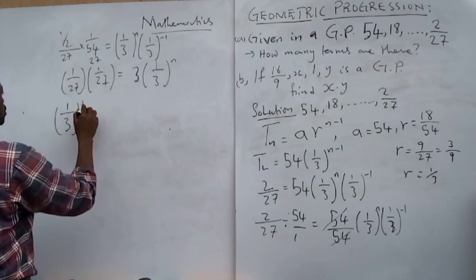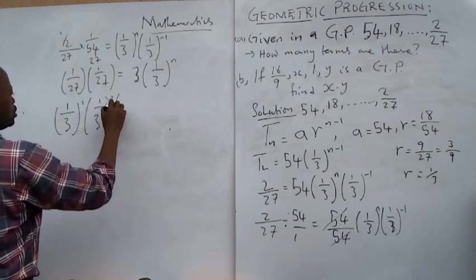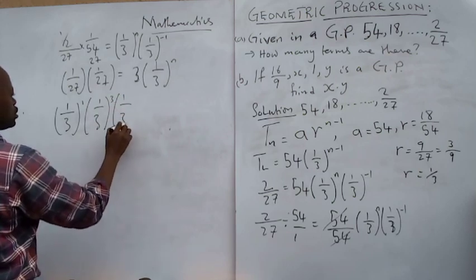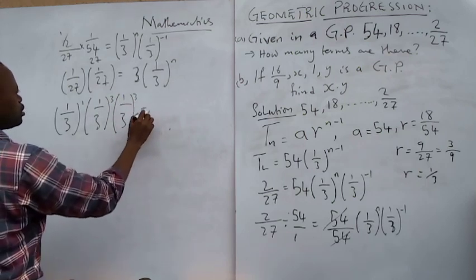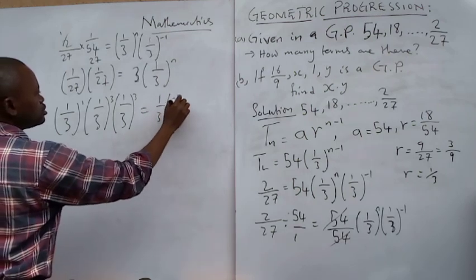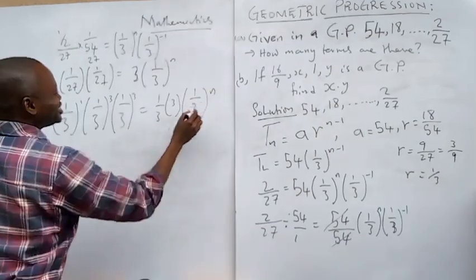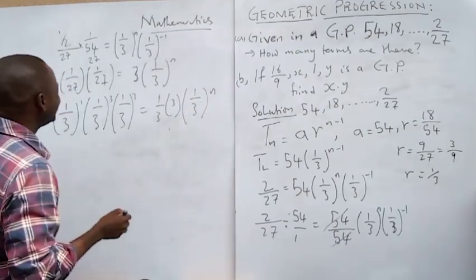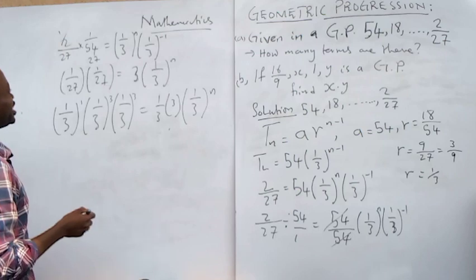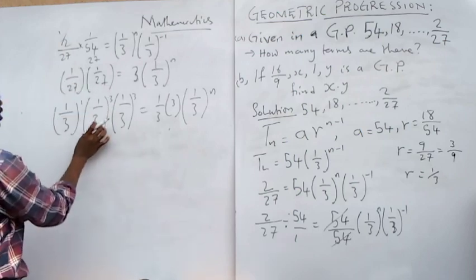Let me do something here. This will be 1 over 3 raised to power 3 into 1 over 3 raised to power 3 again, equals 1 over 3 multiplying 3, then into 1 over... I hope all this will not be too heavy for you to get. I'm just trying to break them down. This 1 over 27 is the same thing as 1 over 3 raised to power 3.